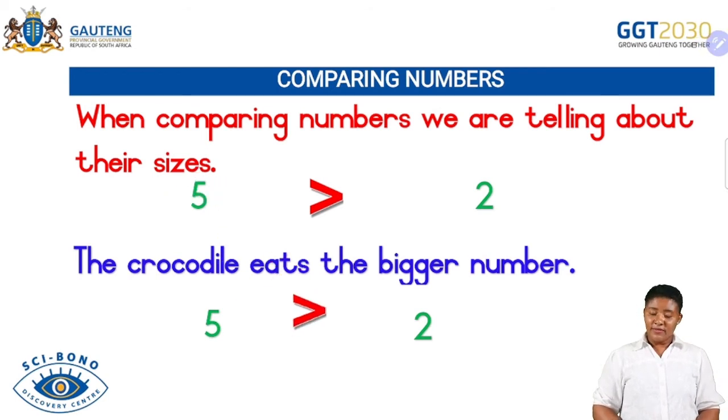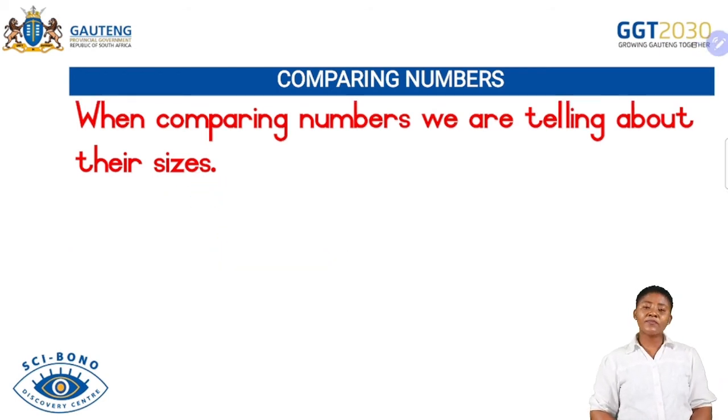Okay, let's move on. We said when comparing numbers, we are telling about their sizes, right? You can still remember. We have another number. Look at your number. We have number 3.